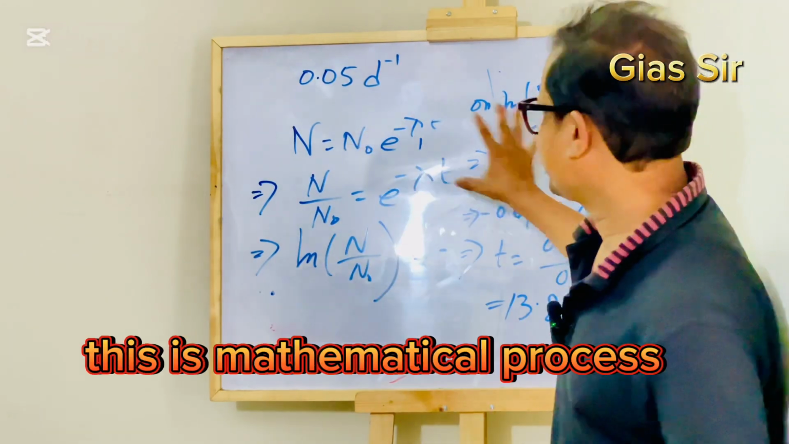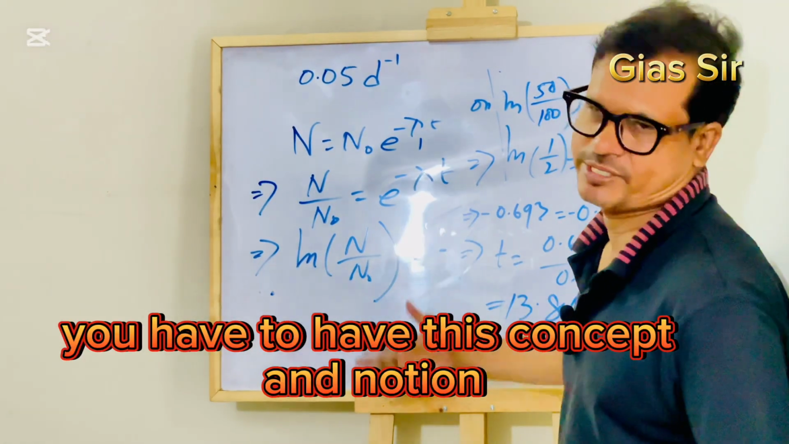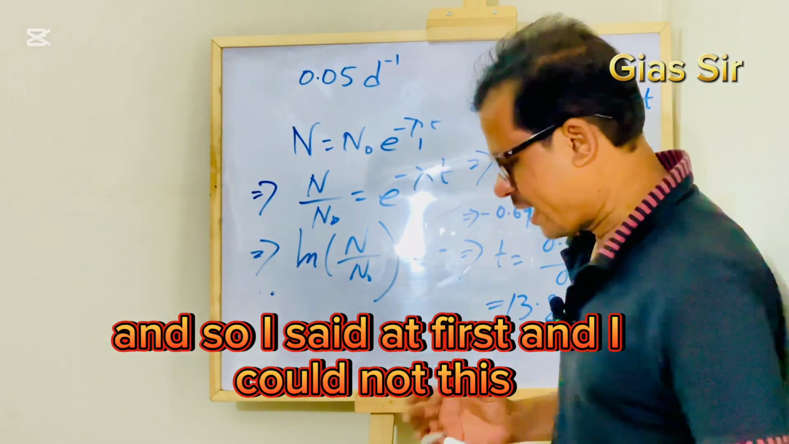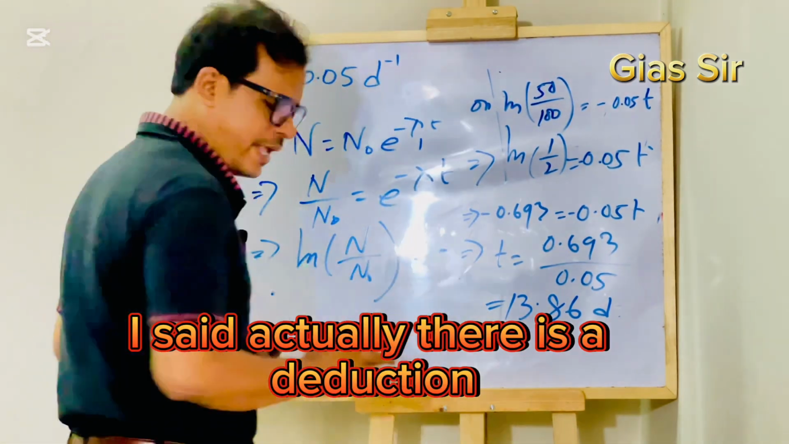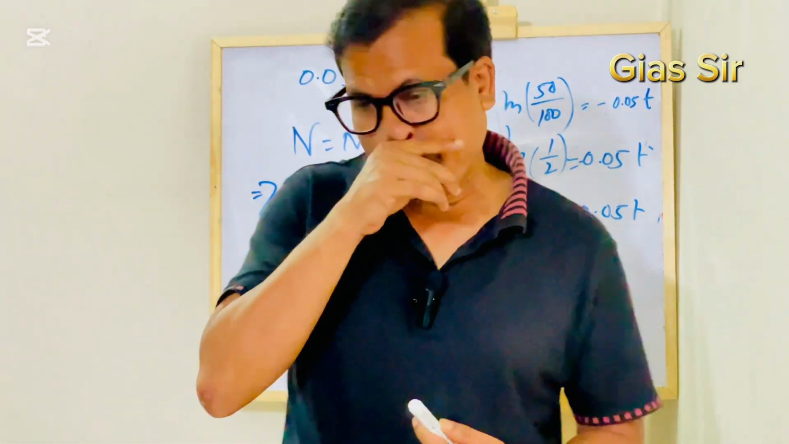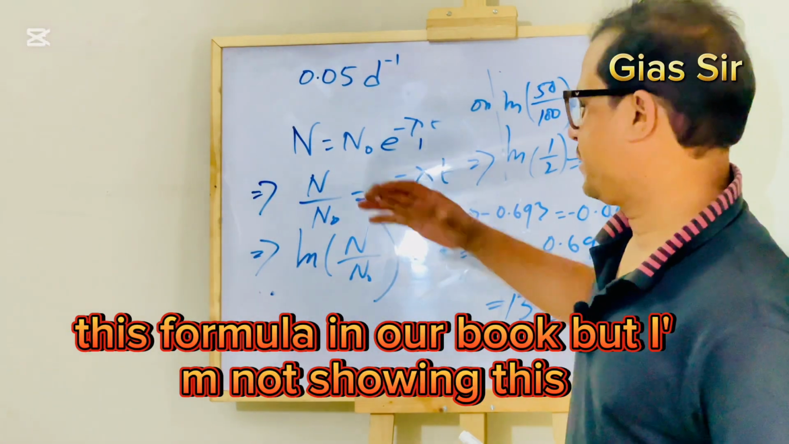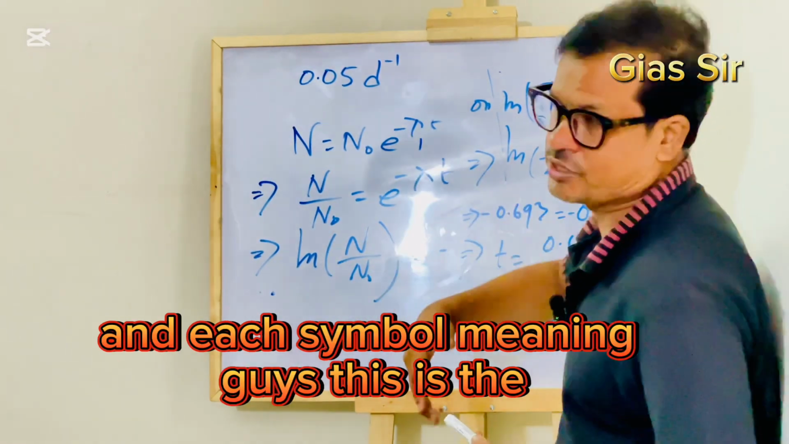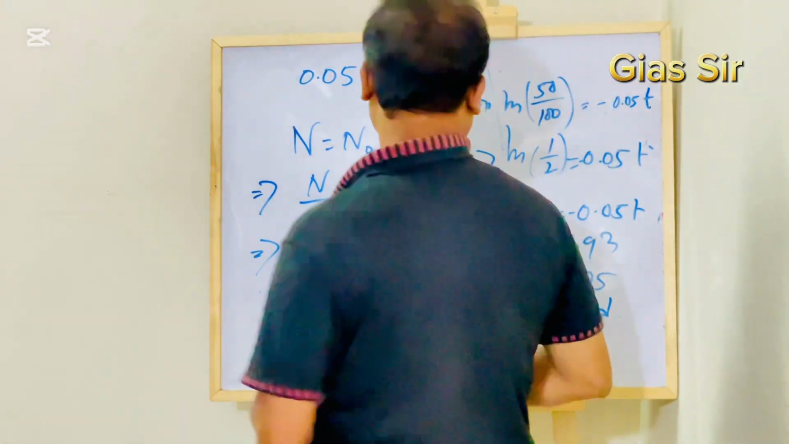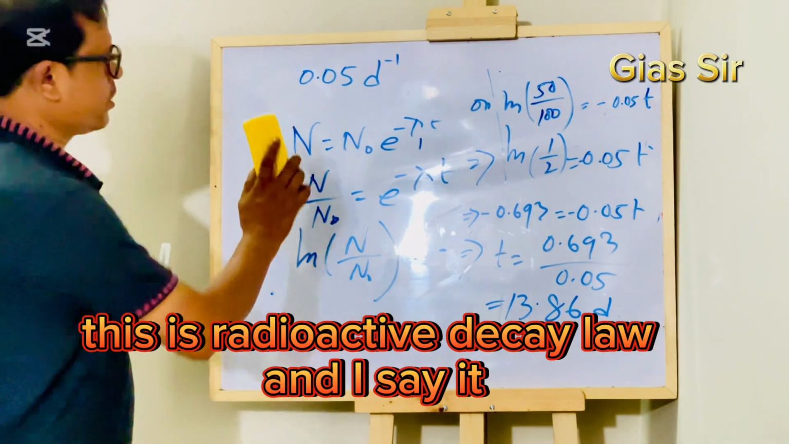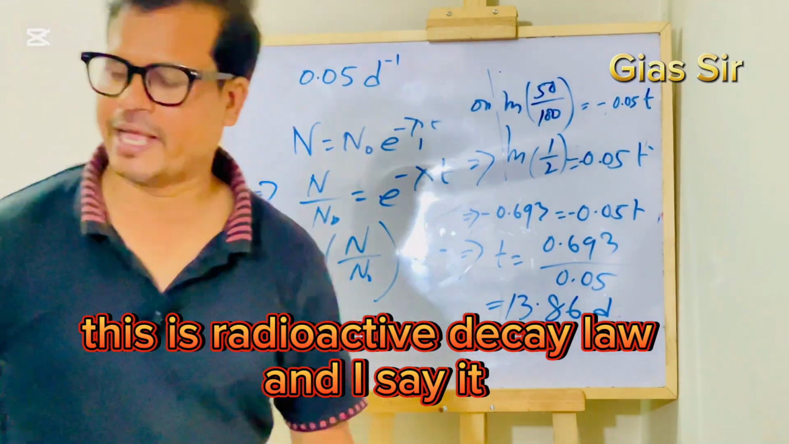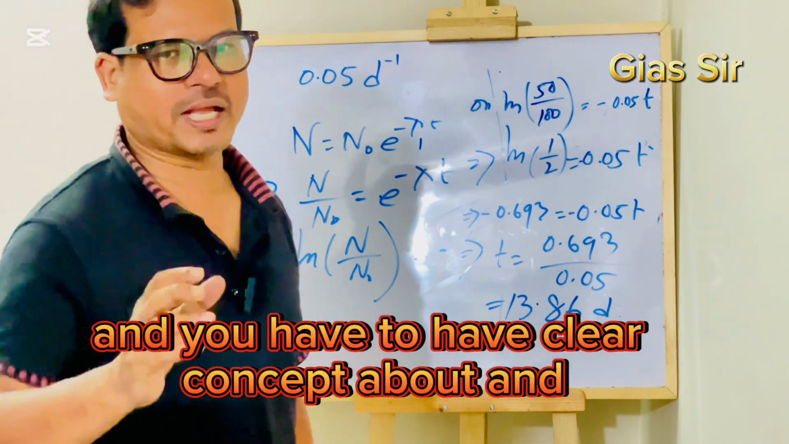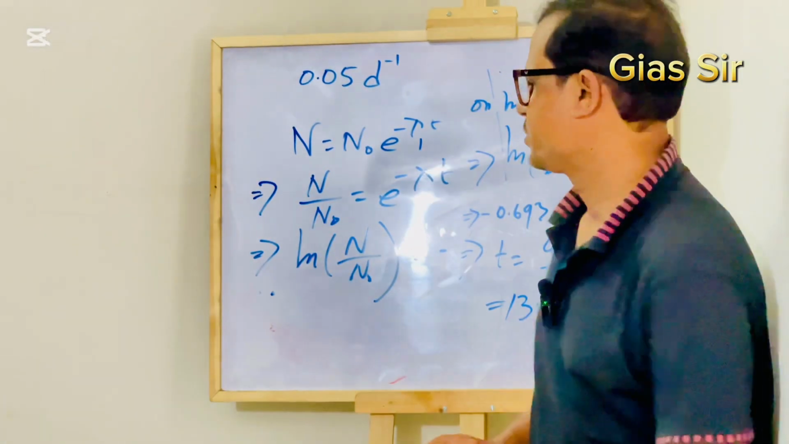Guys, this is the mathematical process. You have to have this concept and notion, otherwise you can't handle this side. And so I said at first N equals N naught e to the power minus lambda t. There is a deduction of this formula in our book, but I'm not showing this. I'm saying just this equation and each symbol's meaning. Guys, this is the radioactive decay law. I said what lambda is, what t is, what N naught is, and you have to have a clear concept about N and N naught, otherwise you can't do the mathematics.